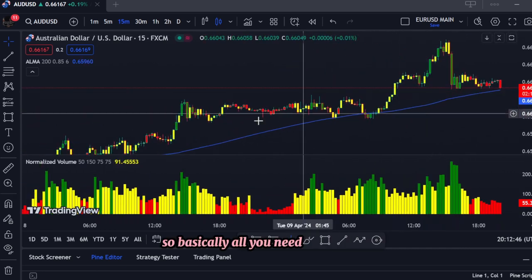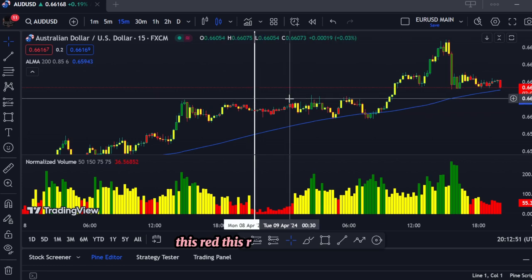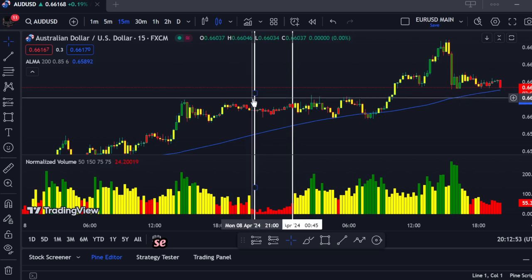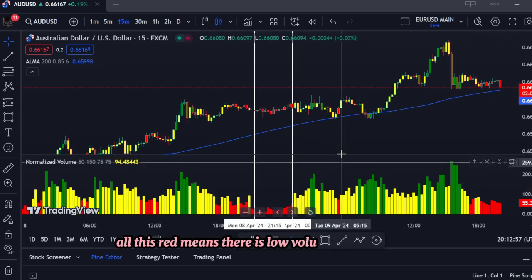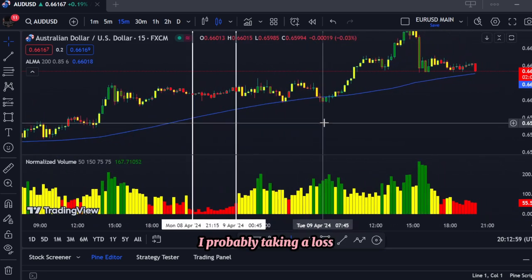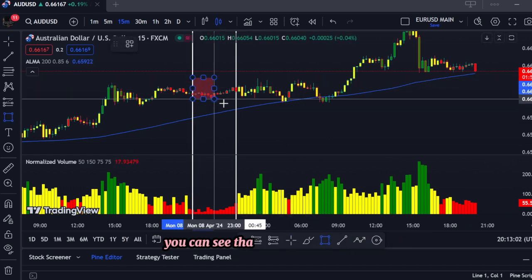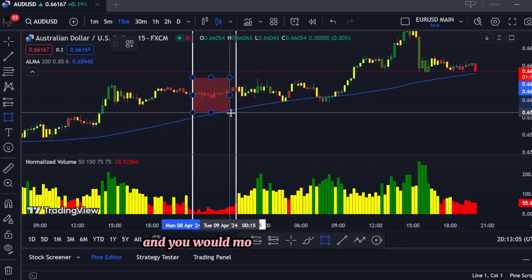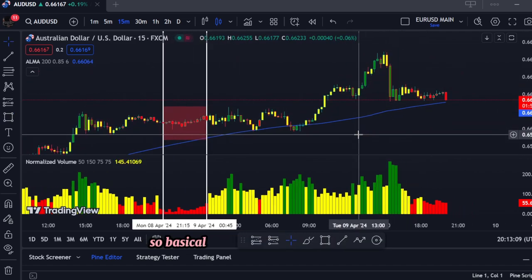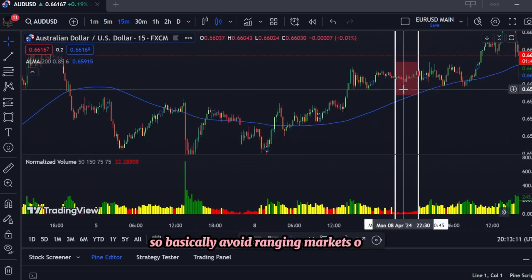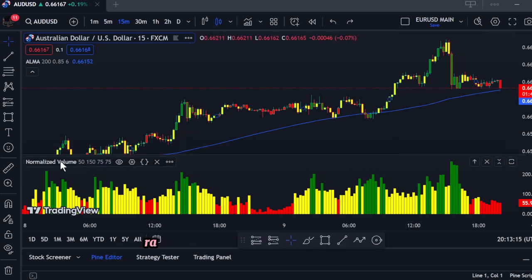So basically all you need to ignore is any time that the market is having this red right here. See the period where all of this was red? All this red means there is low volume in the market and you would probably be taking a loss. Even just by eyeballing this portion of the market, you can see that they were red here and you would most likely be taking losses during those times of the market. So basically avoid ranging markets, okay? And these indicators will absolutely help you to avoid ranging markets.